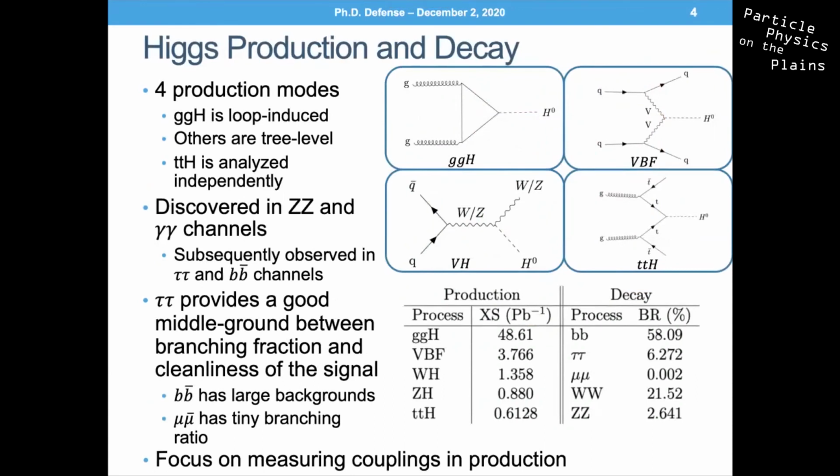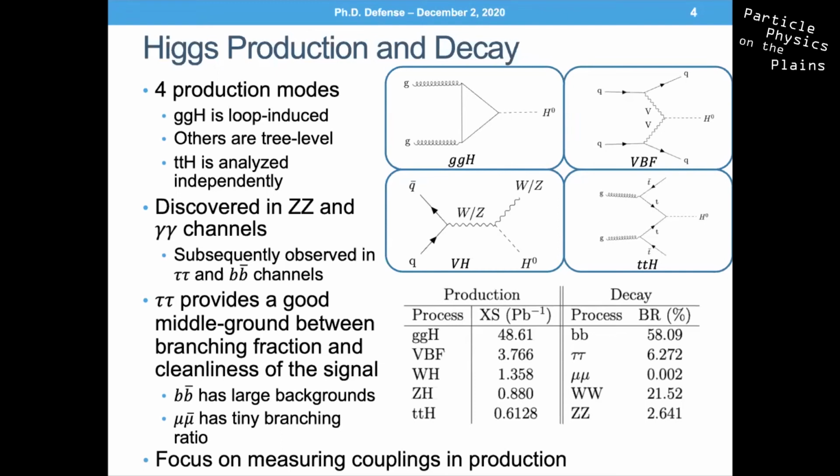So since we're going to be looking at the Higgs couplings, we should first talk about the Higgs, its production and its decay. So starting with production, there are 4 main Higgs production modes that I've shown the Feynman diagrams for here on the top right. So the largest cross-section is the gluon-gluon fusion, that's just shown in the top left here. And this is the only loop-induced process. So the others are all going to be tree-induced or tree-level processes.